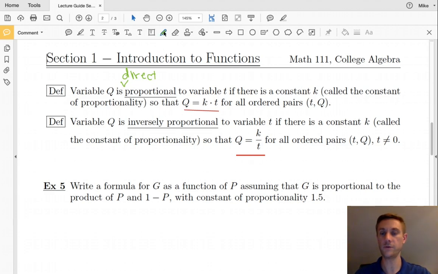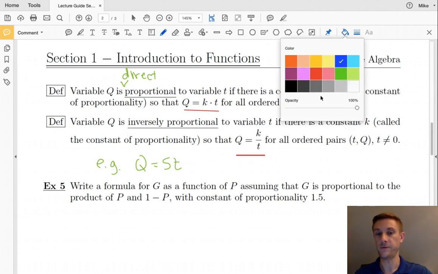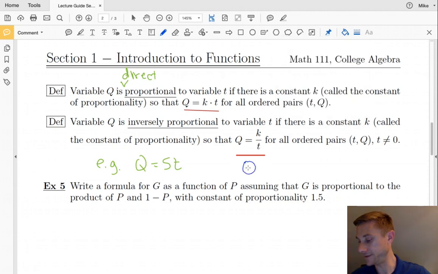So just as a quick example, I know it's always hard to be looking at these in the abstract, but for direct proportionality, we'd have something maybe like Q equals 5T. And then for inverse proportionality, you can just pick your own constant. I usually ask my class to just give me one so I can illustrate that it's really nothing fancy. 7's a good number, so we'll make our constant of proportionality be 7.